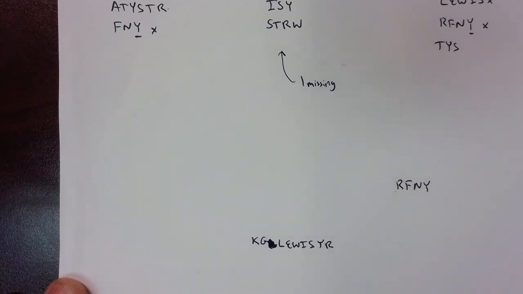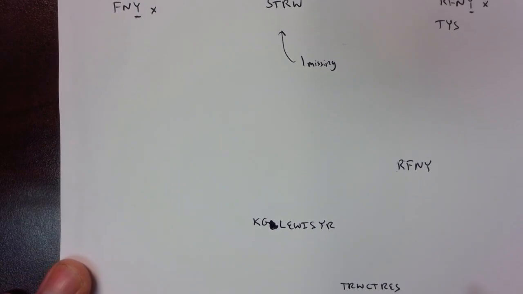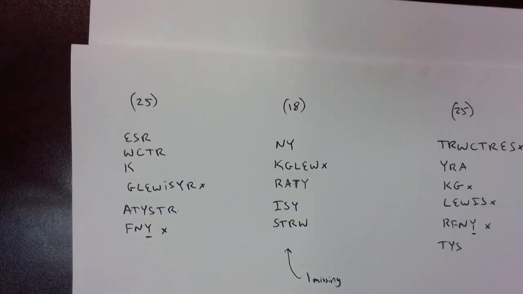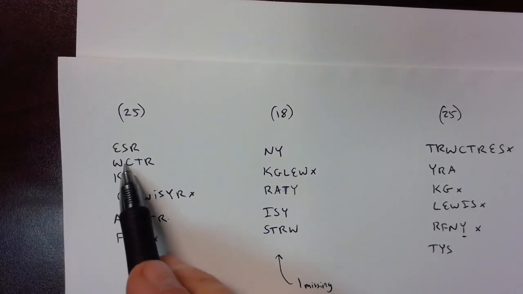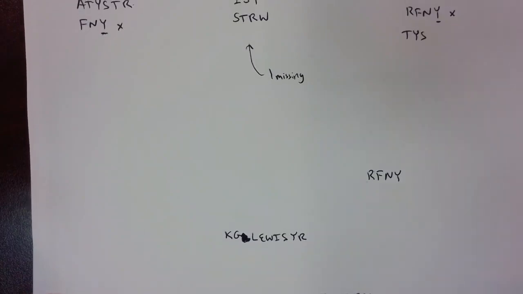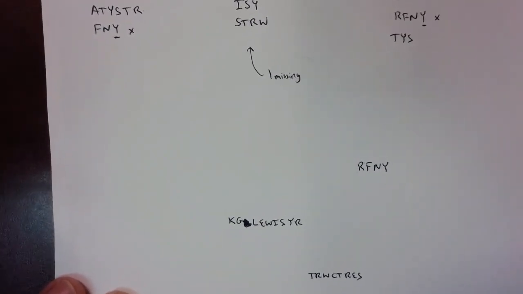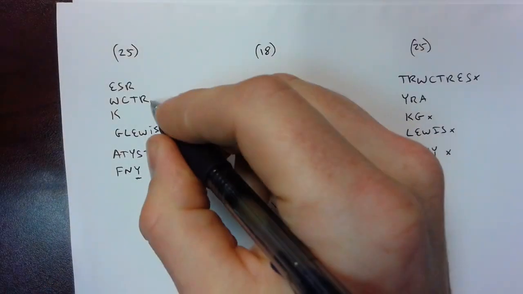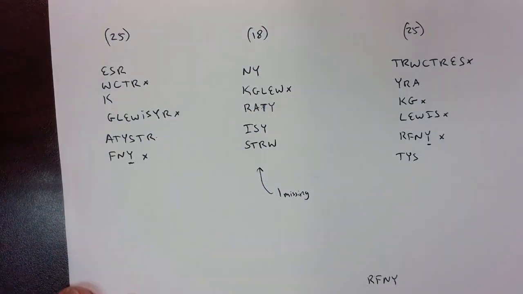TRWCTRES, and see if I can find some overlap there. So I'll use that one. I see here I have WCTR. Okay, that is right here. Let me raise this camera, make it a little easier. There we go. Okay, so that is right here. So I've used that one. Put an X next to it.